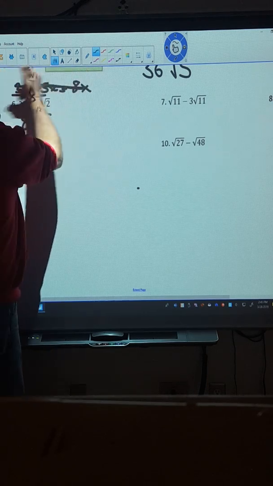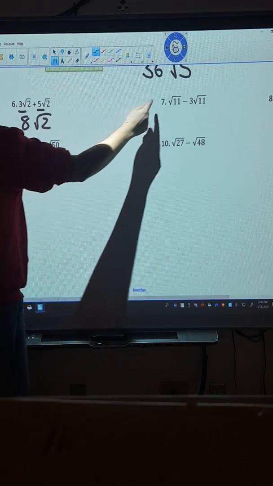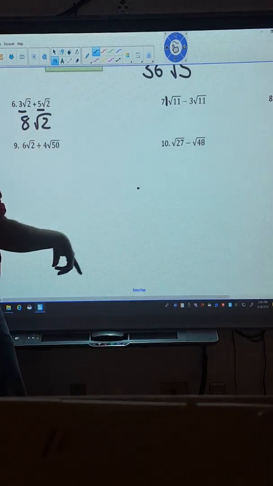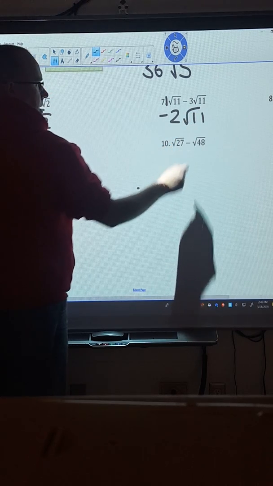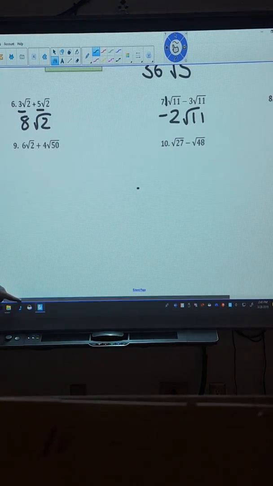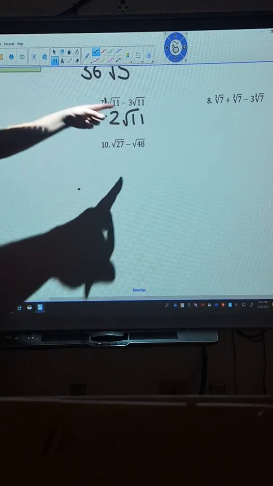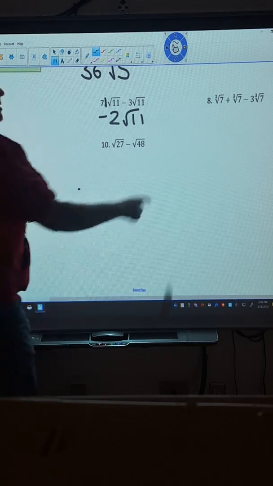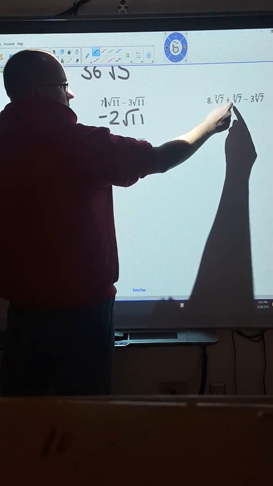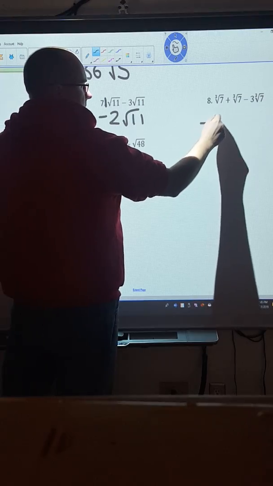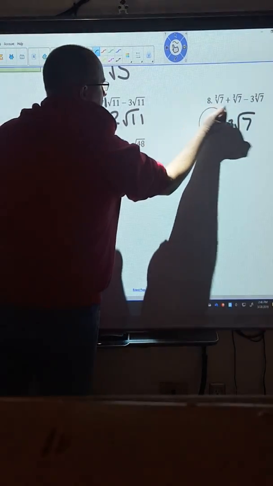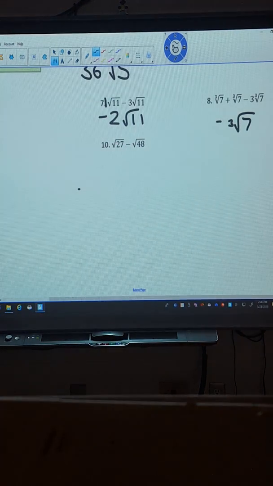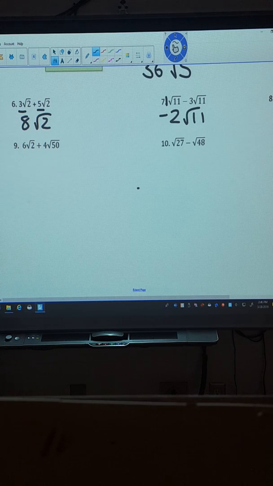Number 7, if there's no number at the front, that means that it's a 1, so 1 radical 11 take away 3 radical 11 would be negative 2 radical 11. And as these are all cube roots of 7, 1 plus 1 is 2, take away 3 is negative 1. So you can either say negative 1 cube root of 7, or even better, you say negative cube root of 7. We don't need the 1 there as your answer in that question.